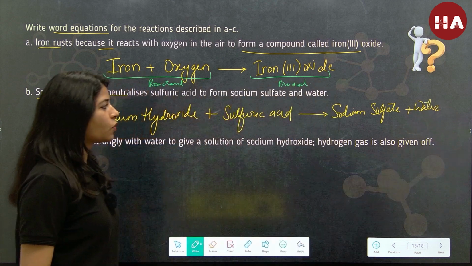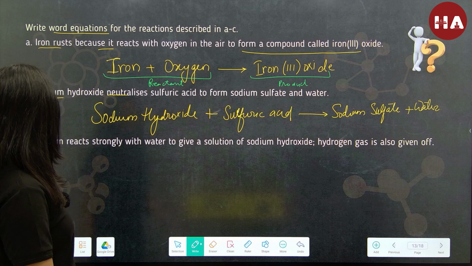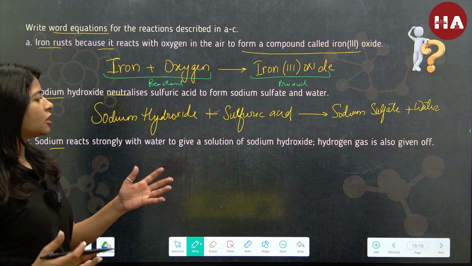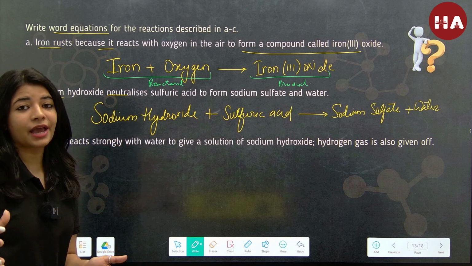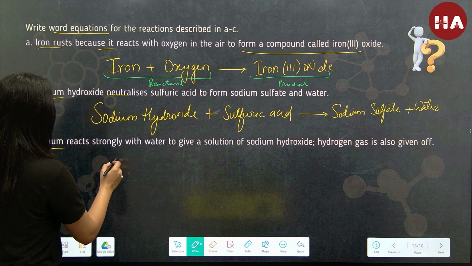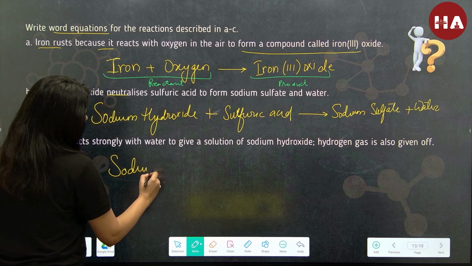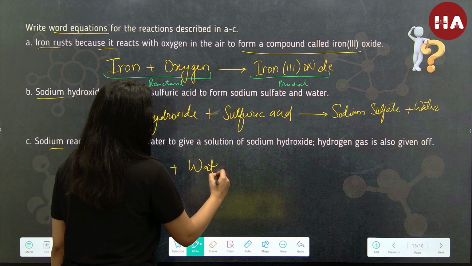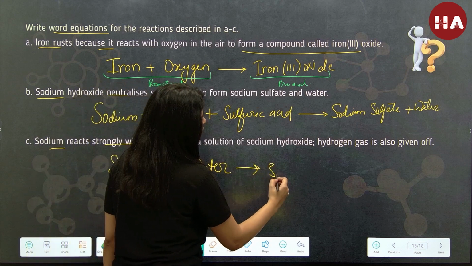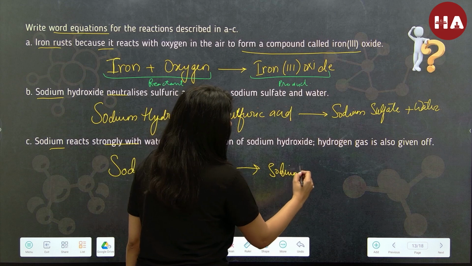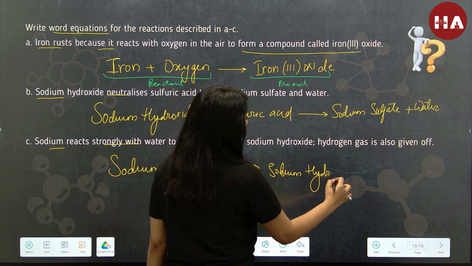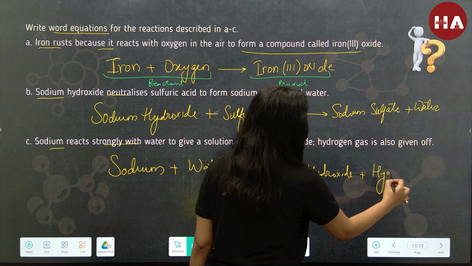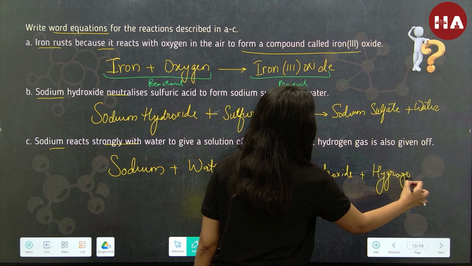Okay, so this is going to be the word equation for B reaction. Now let's try C. Sodium reacts strongly with water to give a solution of sodium hydroxide, and hydrogen gas is also given off. So sodium strongly reacts with water plus water gives a solution of sodium hydroxide plus hydrogen gas. Okay, plus hydrogen.